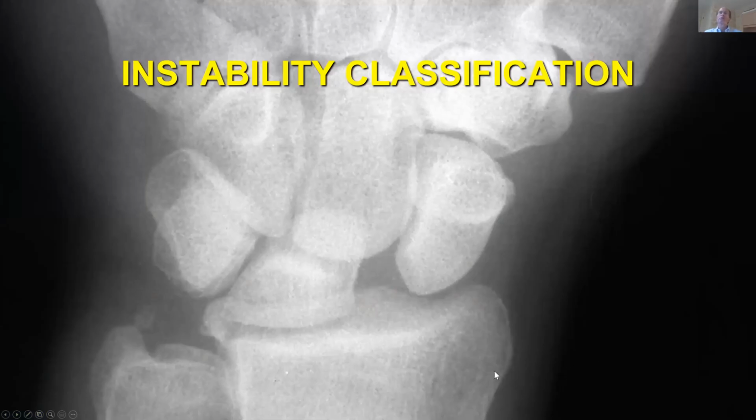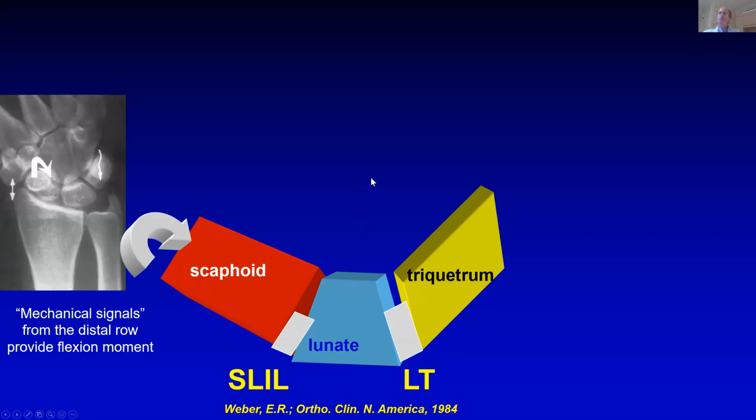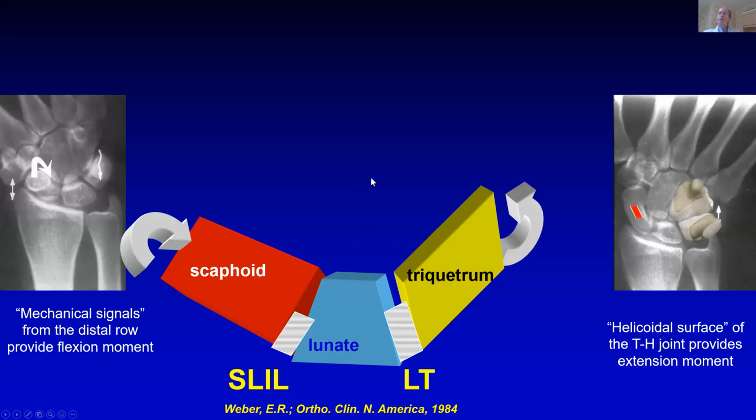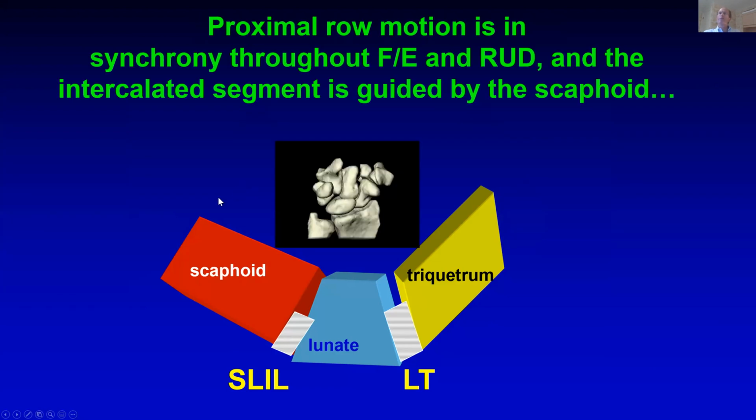So let's segue into an instability classification. Weber's work was instrumental in understanding how the mechanical signals from the distal row regulate the motion of the proximal row. With all ligaments intact, the lunate is delicately balanced by competing flexion and extension forces on either side. In our first fully segmented video of the live human wrist, which we made in 1998, we can see that the injured proximal carpal row moves as a unit in both flexion extension and radial ulnar deviation, guided by the scaphoid.